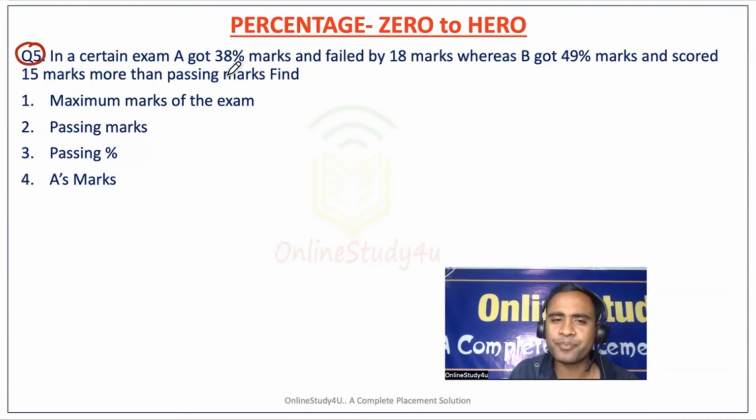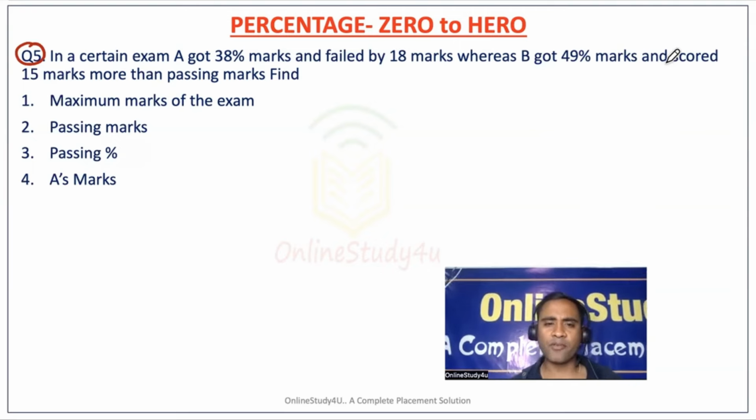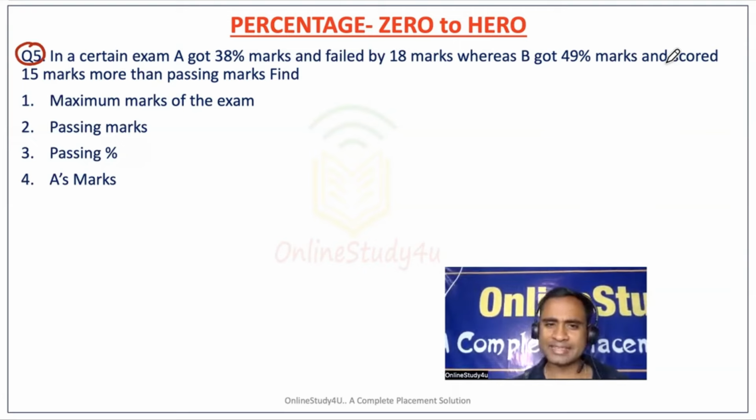In a certain exam, A got 38% marks and failed by 18 marks, whereas B got 49% marks and scored 15 marks more than the passing marks. Friend, this kind of question, in TCS it will be more. Trust me, in the last 2 years, whatever exam has happened, this particular question has been asked always.